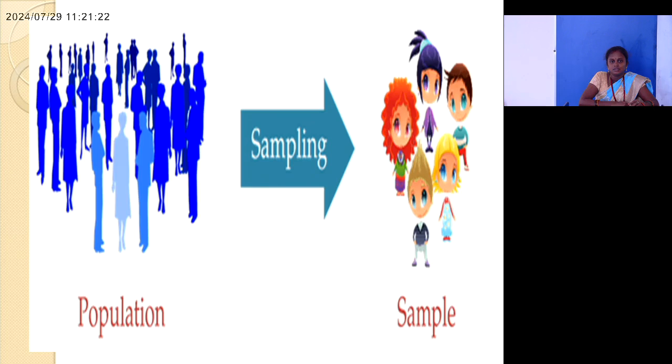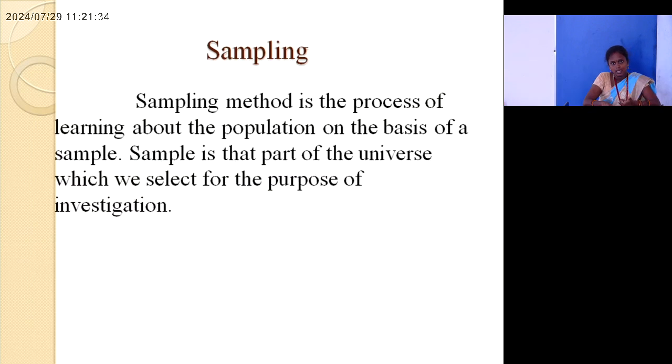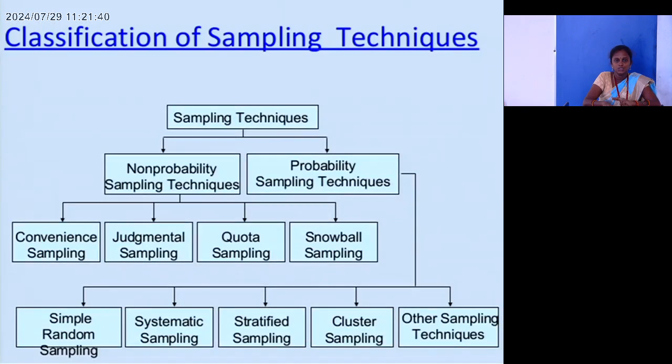In this session, I want to share my view about sampling. Sample is a subset of population. Sampling is a process of selecting the sample. There are two types of sampling: probability sampling and non-probability sampling. When the population is known, we can use probability sampling.